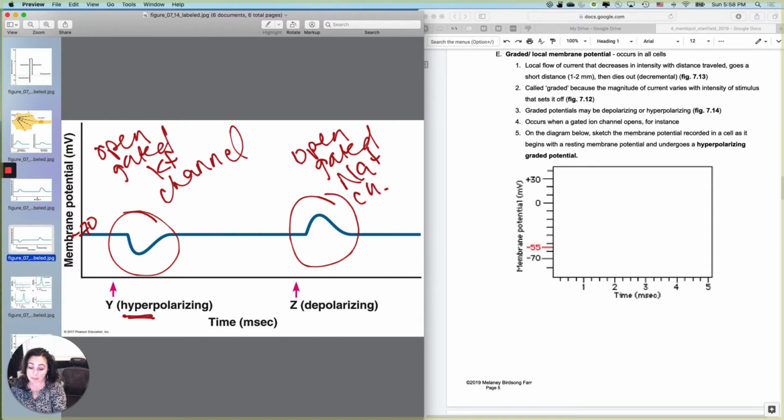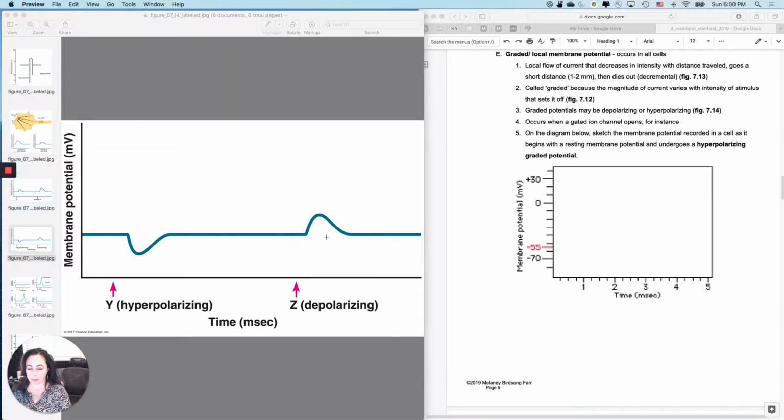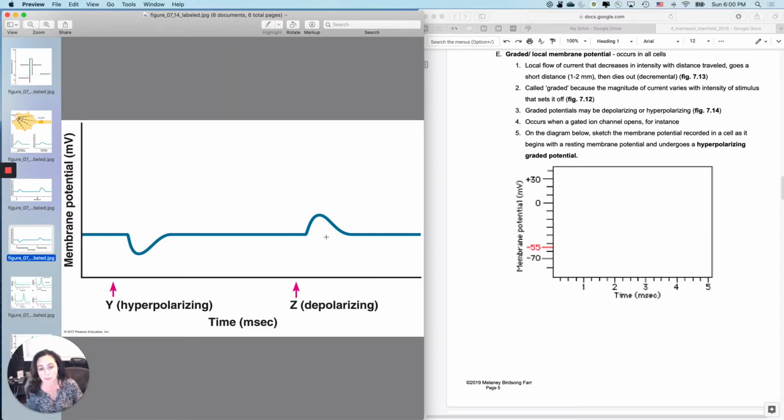Okay, so graded potentials can be depolarizing or hyperpolarizing. So let's see if you guys can practice with the terminology just a little bit. On this diagram that's in your notes, you're going to sketch the membrane potential. The important thing is to put the terminology together with the idea. Okay, you're going to sketch the membrane potential recorded in a cell as it begins with resting membrane potential and undergoes a hyperpolarizing graded potential.